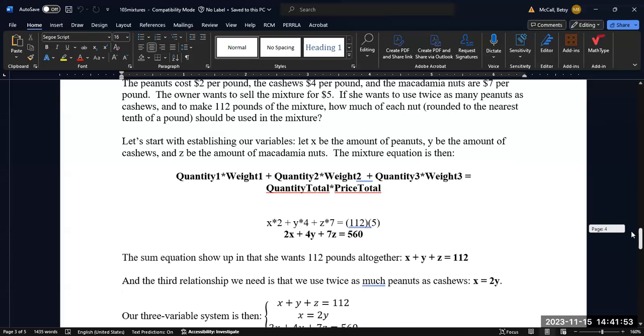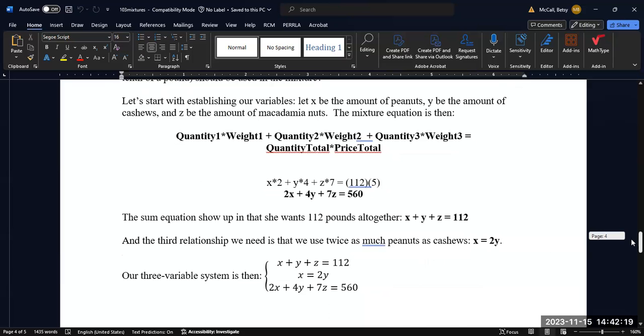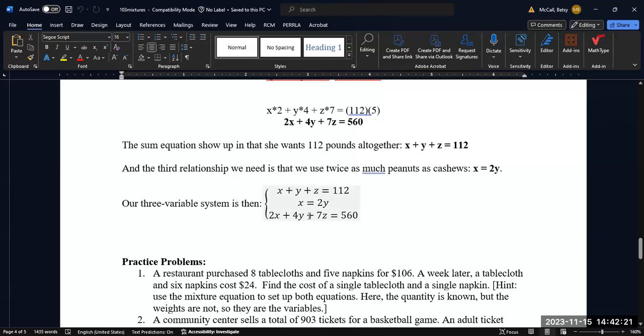The second equation that we know is that x plus y plus z, all of the peanuts, cashews, and macadamia nuts mixed together, have to add up to 112 pounds, because that's what we want to end up with. And then that third relationship, if we want to use twice as many peanuts as cashews, cashews are the smaller quantity, gets multiplied by 2 to equal the peanuts. And so then these are our 3 equations to solve a 3 variable problem.